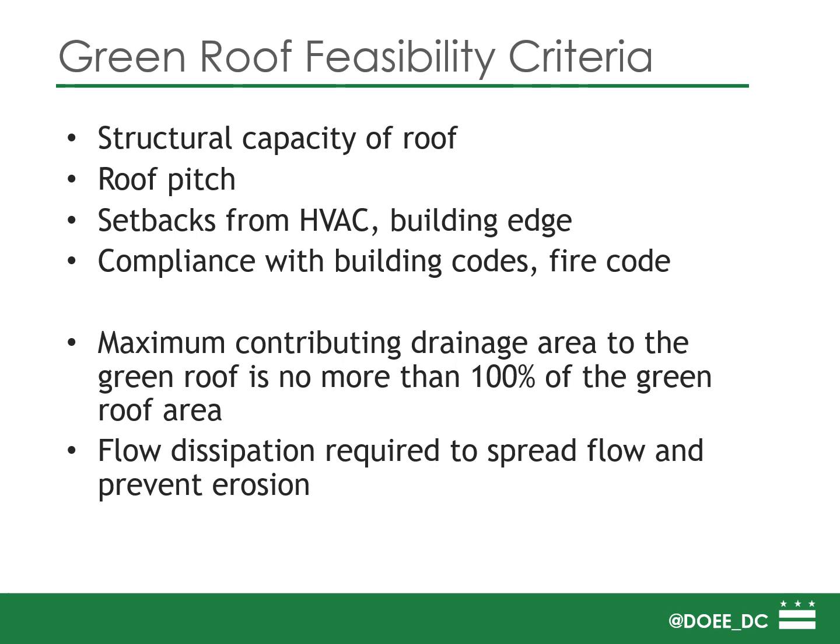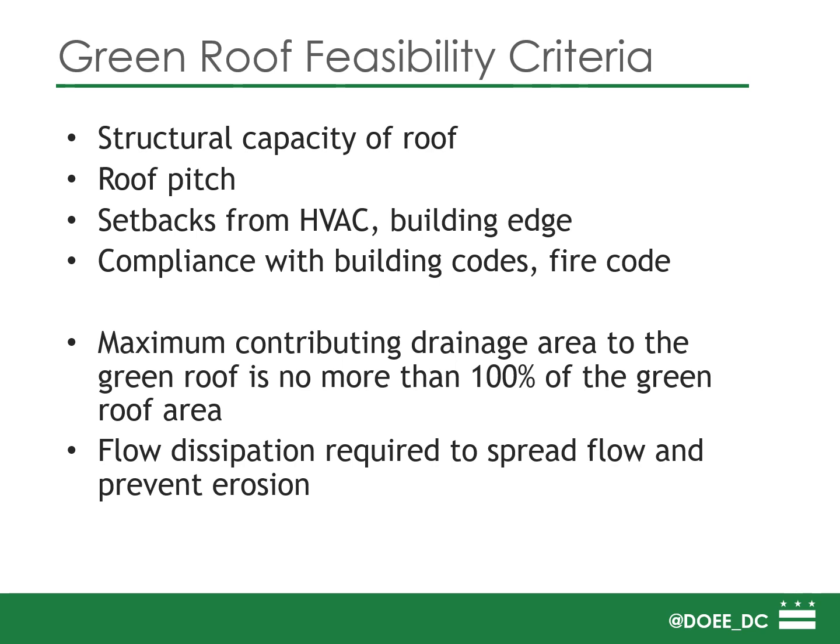In terms of the stormwater management feasibility, we have a maximum contributing drainage area to the green roof. It can be no more than 100% of the green roof area itself. So if you have a 500 square foot green roof, for example, you can contribute runoff from an additional 500 square feet of, say, higher level roof or adjacent rooftop if you can get the flow to contribute to the top of the roof. But we don't allow more than that 100% of the green roof area to contribute on to the green roof. You also need to have some flow dissipation to spread the flow.